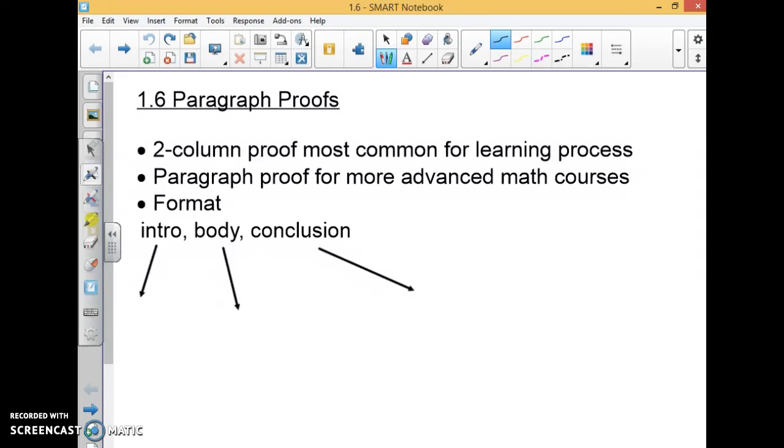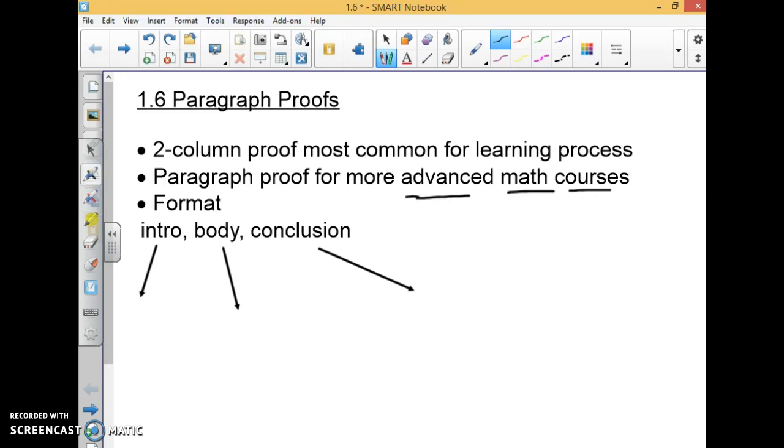Hey everybody, this is Mr. Covey here, and today we're going to be talking about paragraph proofs. So paragraph proofs are an alternative type of proof compared to the two-column proof that you've been using. Two-column proofs are good for learning how to write a proof, but in more advanced math classes, you'll see a lot more paragraph proofs. So we wanted to talk about that now.